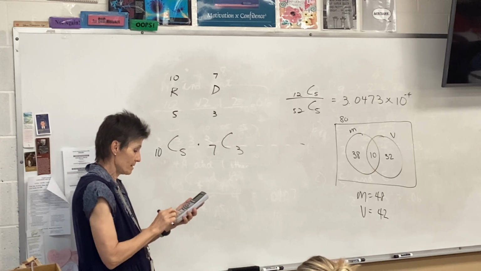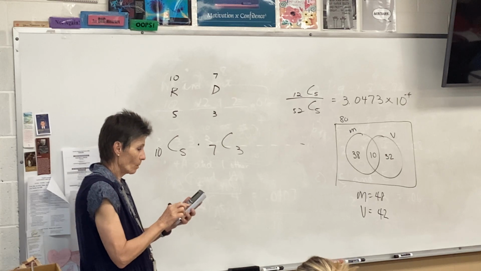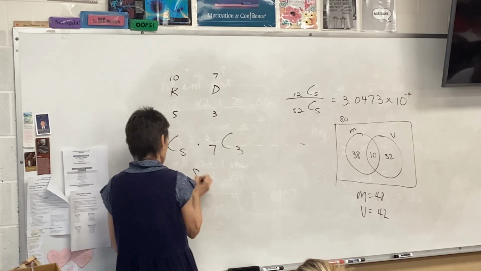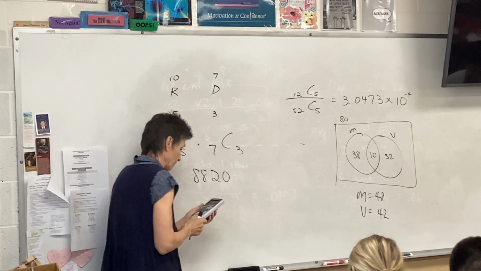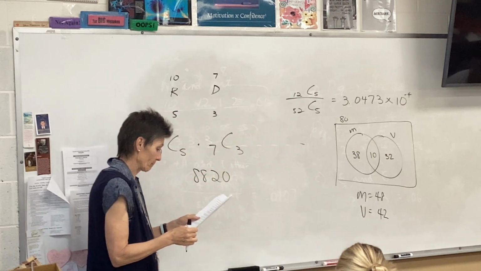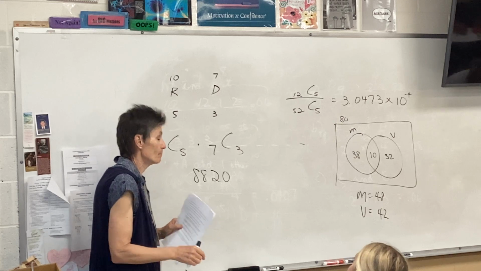It is C because we don't care what order they're in. I got 8820. Does that sound about right? So you use P when it's like coming first, second, third. Yep.